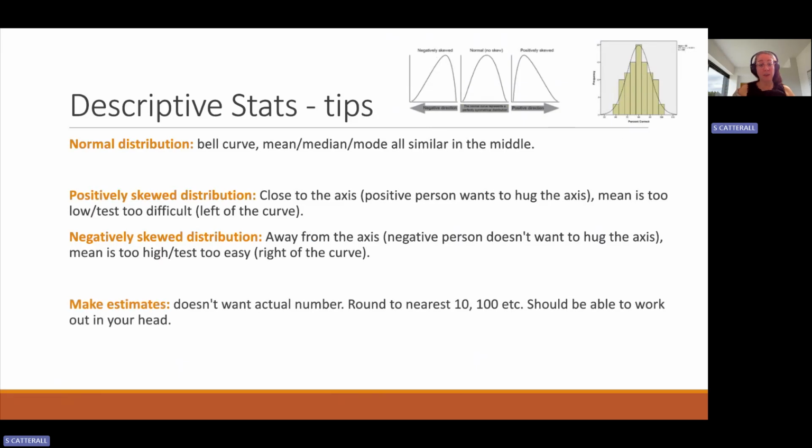Also, you have to be able to make estimates. So they might ask you to estimate something. This is where you've got to round the numbers to the nearest 10 or 100 or 1,000. You should be able to do it in your head. So if you're having to use a calculator, you're not doing it properly.